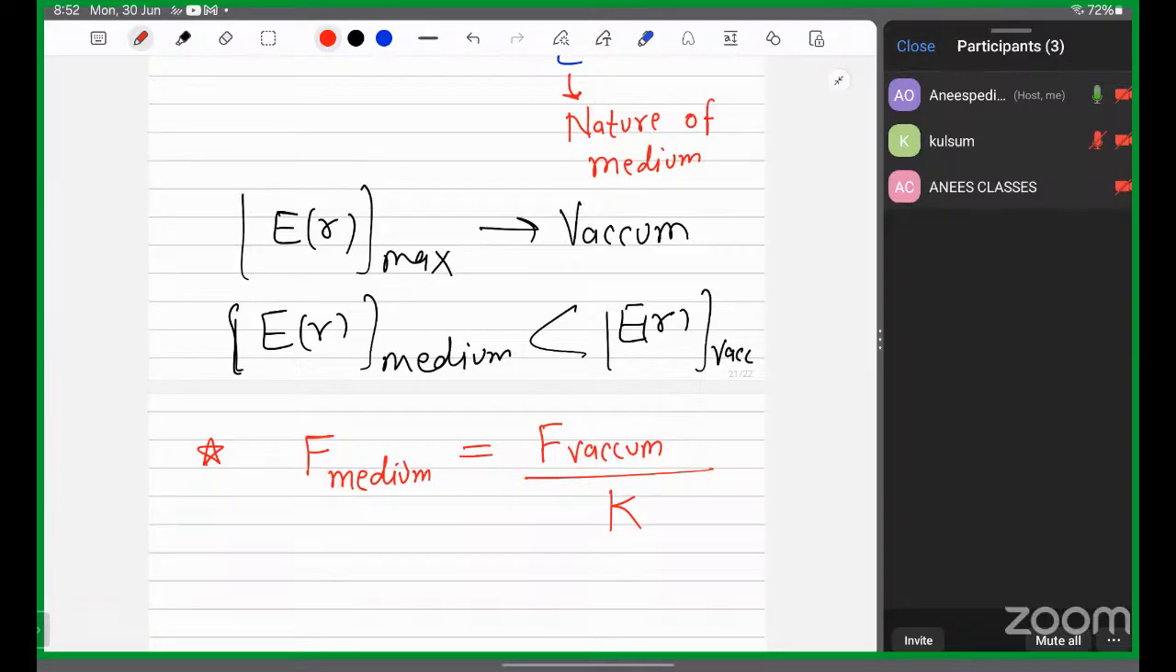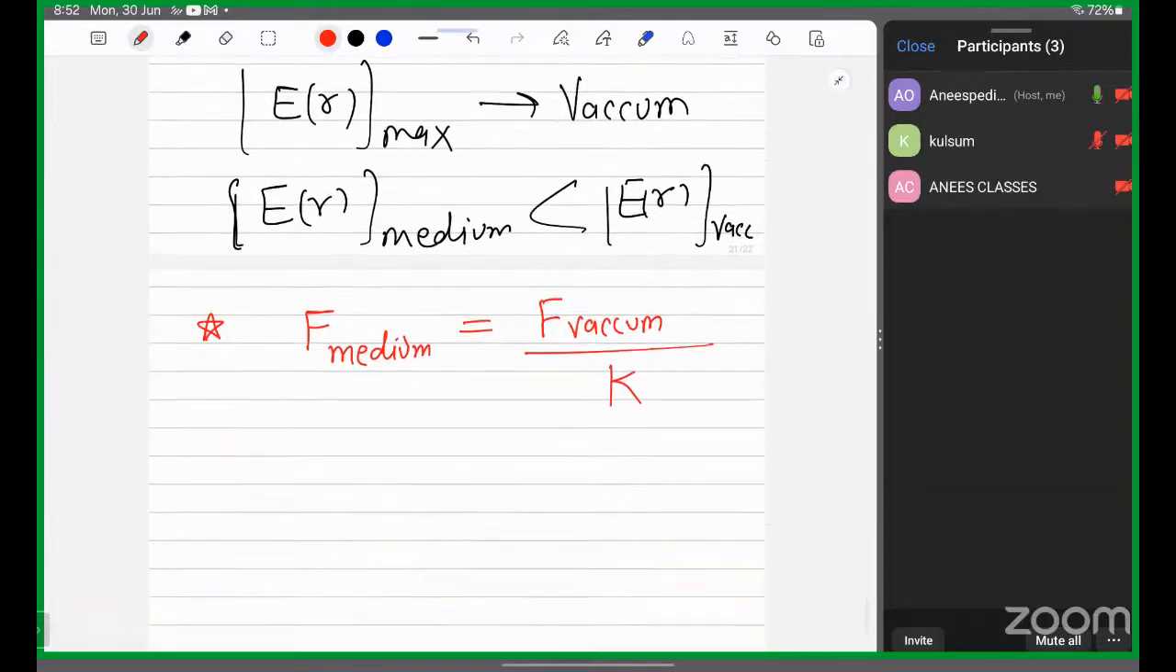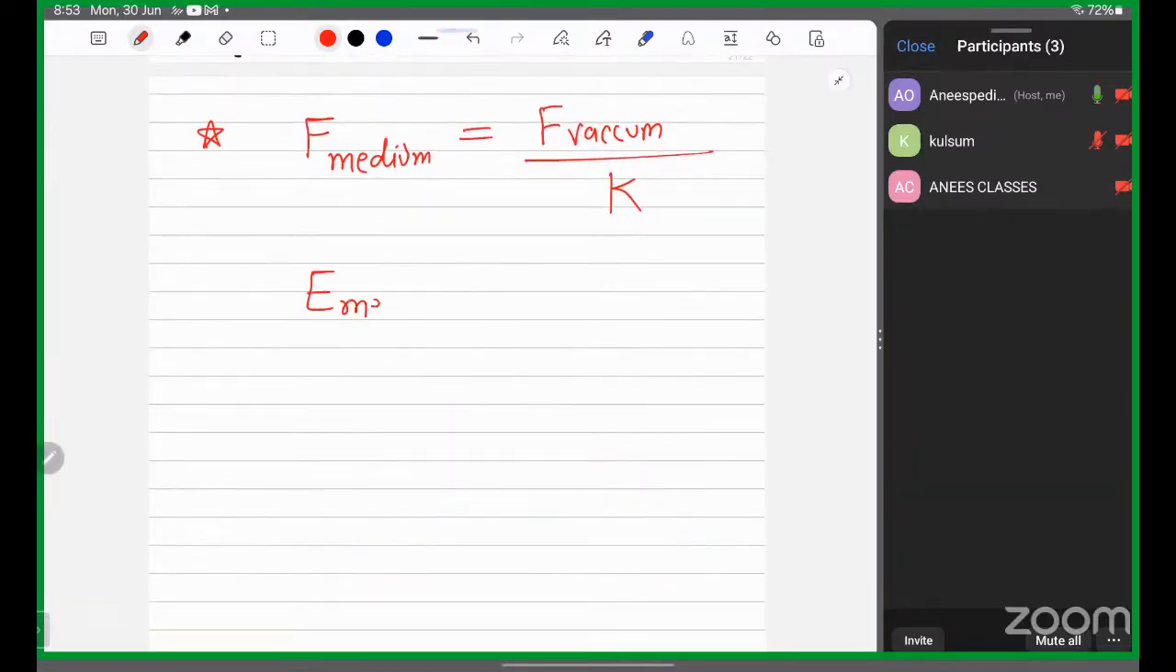The second definition that I wrote, E is nothing but F in a special case. So let's say Q is 1 coulomb. Where I have F, in that place I can have E. So the formula will be E medium equals E vacuum divided by K, which implies that electric field in any medium will be 1 upon K times electric field in the vacuum. In other words, it also implies that the value of electric field in any given medium is going to be less than electric field in a vacuum. Understood or any doubt?